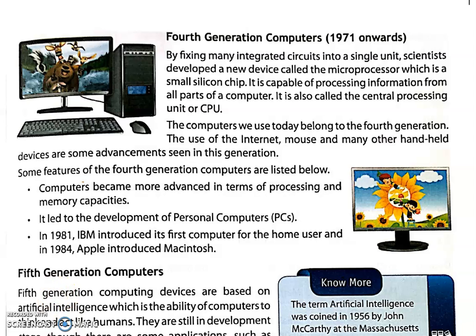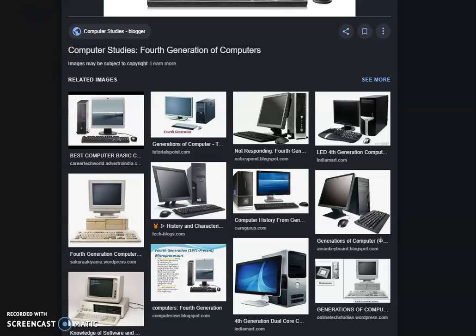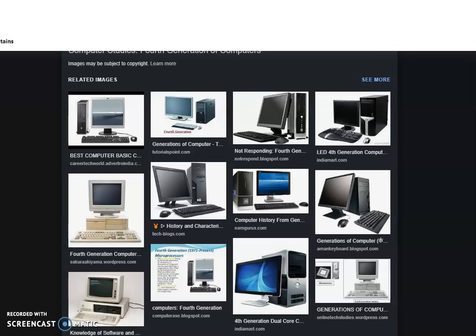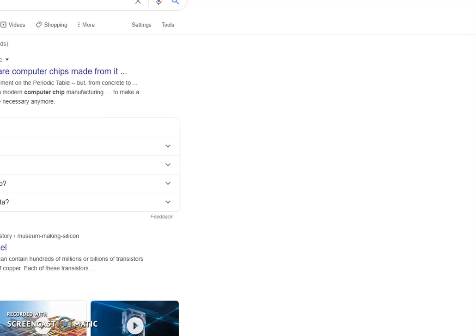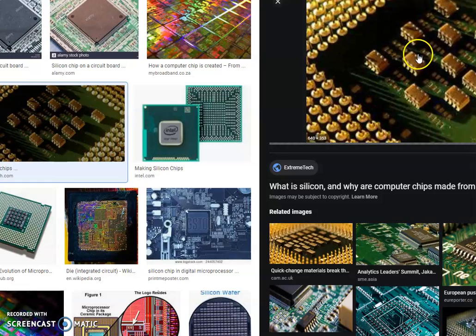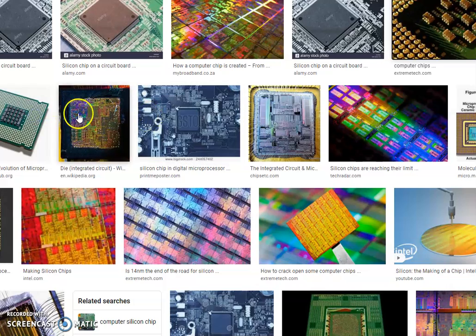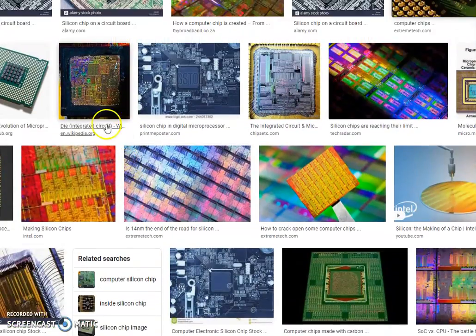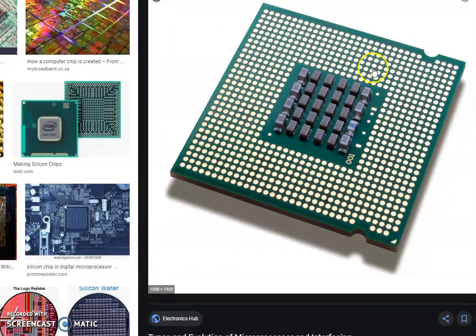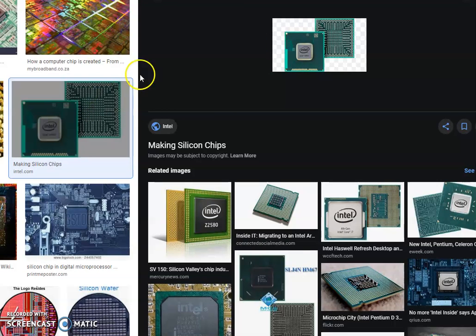Let me show you. Microprocessor, silicon chip. See, this is a tiny microprocessor silicon chip. You can see this. It is very tiny when it comes to a computer circuit. Tiny chips, they are put into a computer. And they are very small, very small.